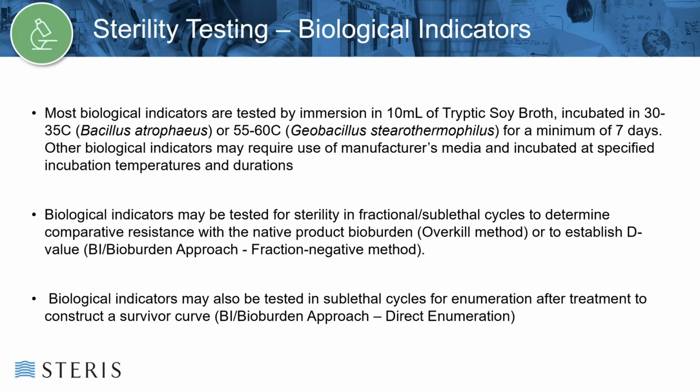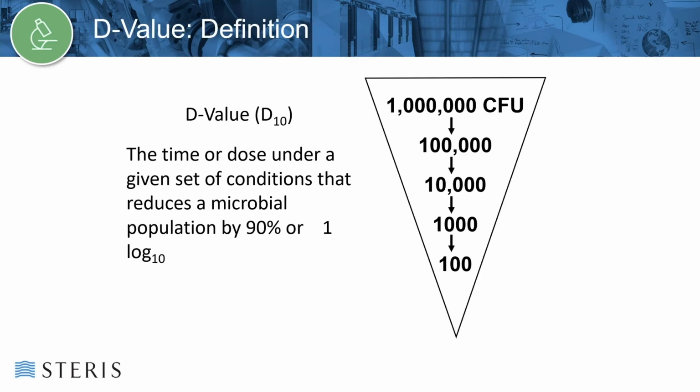Certain types of sterilization validation could utilize test of sterility, such as overkill method or fraction negative BI bioburden approach, or an enumeration of the biological indicator population through the BI bioburden approach, direct enumeration, after varying levels of sterilant exposure. ISO 11135 has more information on EO sterilization validation methodologies. ISO 22441 is currently under development for industrial vaporous hydrogen peroxide sterilization validation. ISO 14937 has guidance for validation of other sterilization methods.